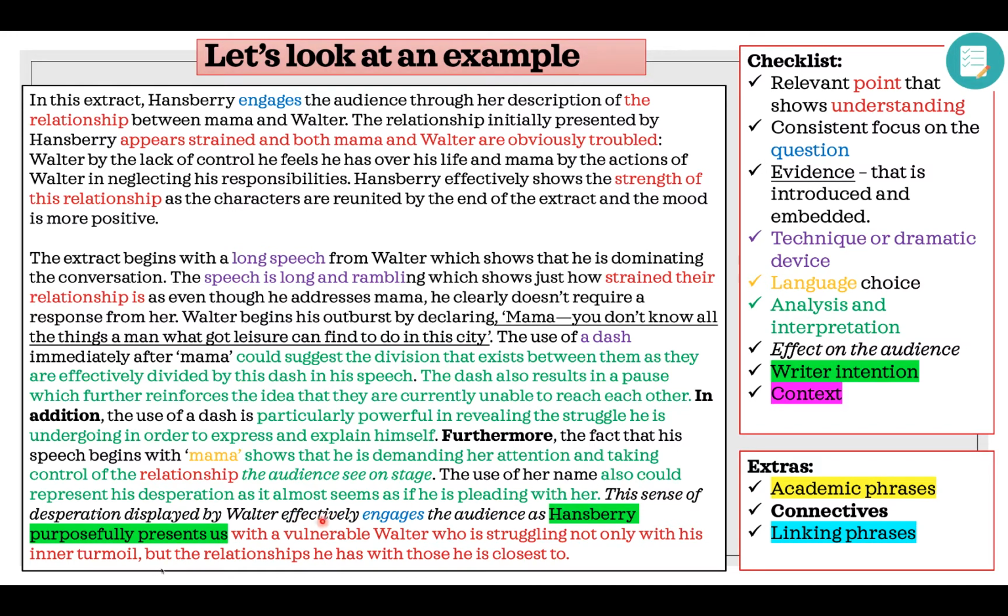This sense of desperation displayed by Walter effectively engages the audience. So here now we've got not only the key word from the question, but we've got effect on the audience. As Hansberry powerfully presents us, so it's always good to keep using the author or the writer, playwright's name. So we have the writer's intention here. Hansberry powerfully presents us with a vulnerable Walter. So she's trying to present Walter as vulnerable to us. This is what she wants us to see. Who is struggling not only with his inner turmoil, but the relationships he has with those he's closest to. Shows that I have got a good understanding of the character and the relationships, but also I know what she's attempting to show us.